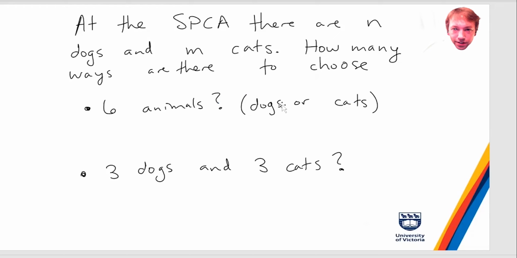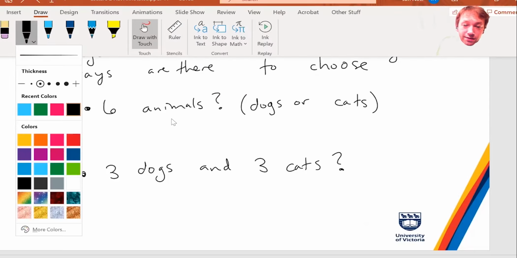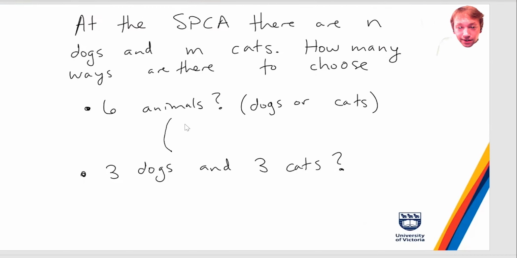Okay, so at the SPCA, there's n dogs and m cats. How many ways are there to choose 6 animals? Well, we're just looking at subsets of size 6 from a set of size n plus m. Here we didn't care whether they're cats or dogs. We just pick 6 of them. So we have a pool of n plus m animals, and we pick 6. So it's n plus m choose 6. And we didn't care about the order we choose the animals. 3 dogs and 3 cats is going to be then.